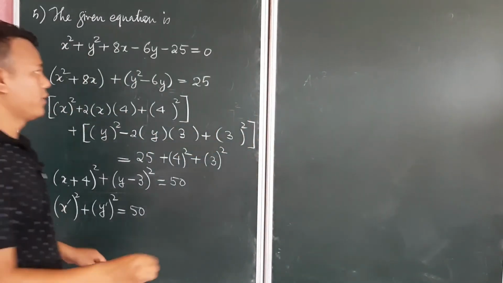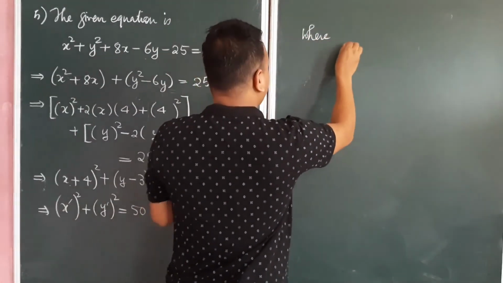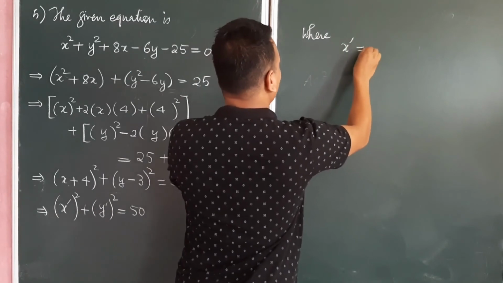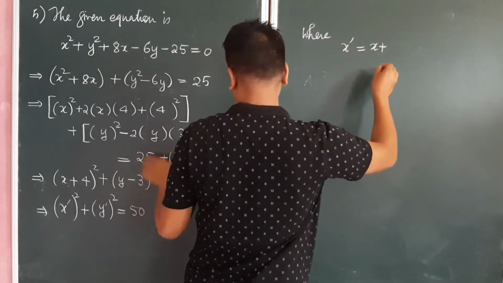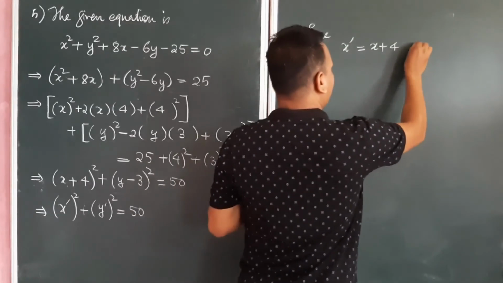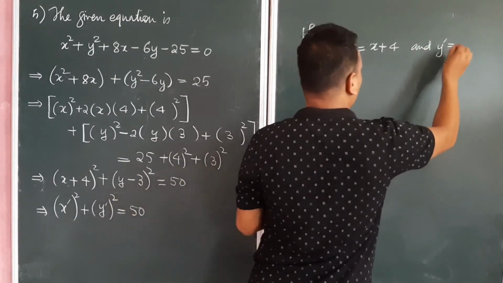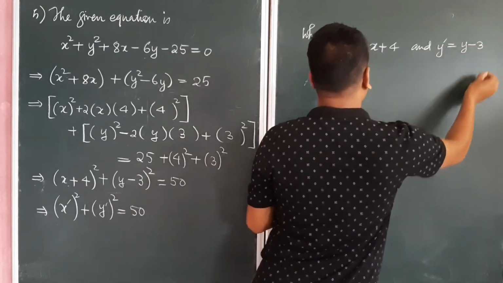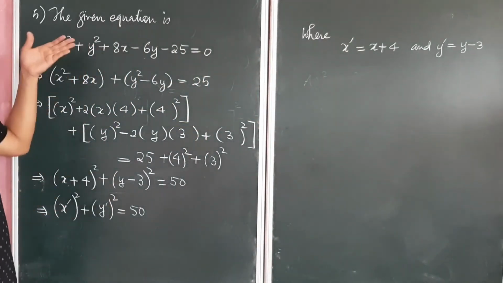So where x dash is equals to how much? It is x plus 4. Okay, and y dash is equals to how much? Y dash is equals to y minus 3. Okay, so this is how we need to do the sum here.